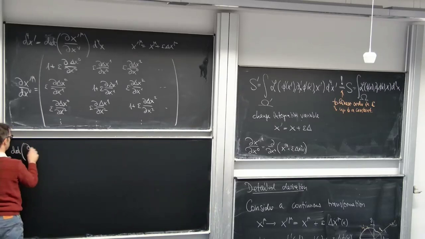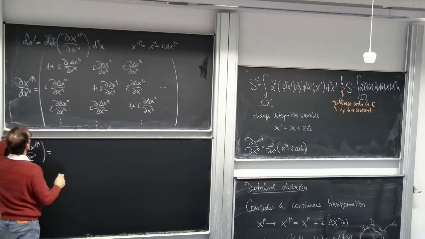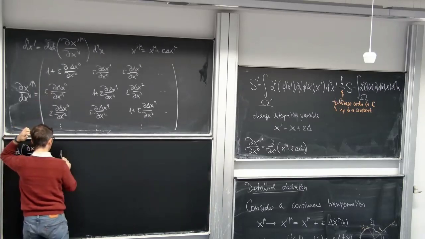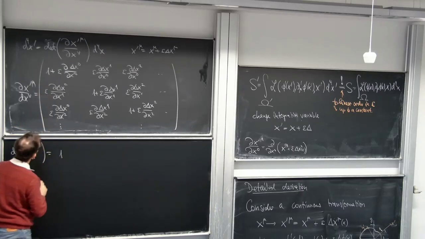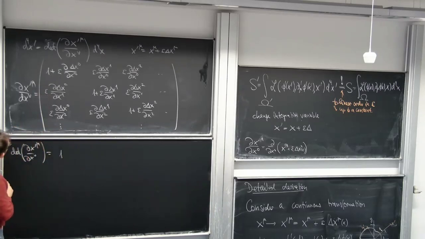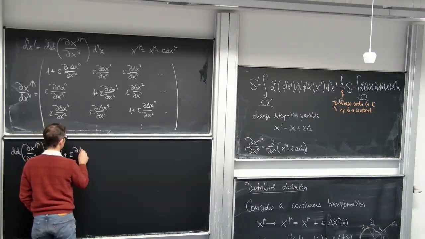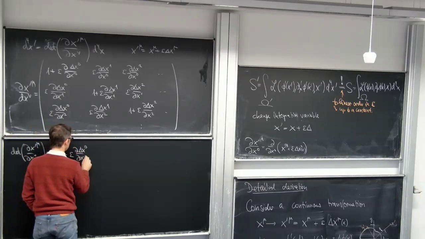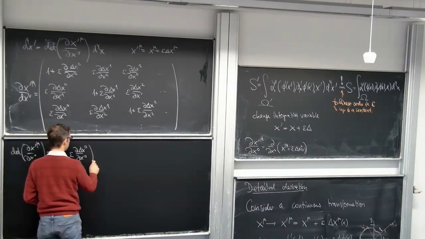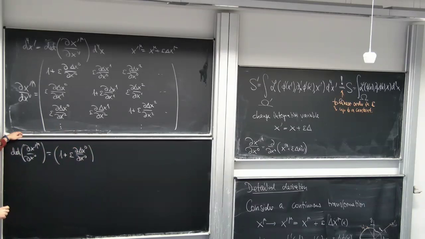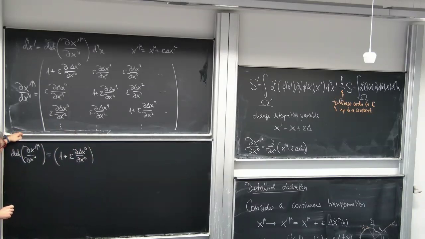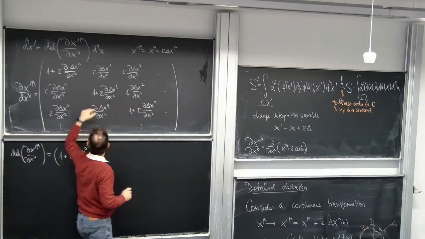The determinant of dx prime mu by dx mu is, so it's the first term, 1 plus epsilon d delta x 0 by dx 0. And then times the determinant of this bit.